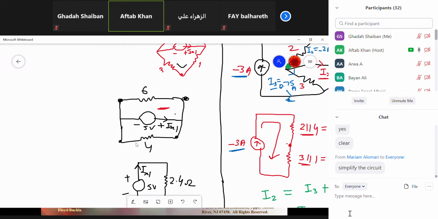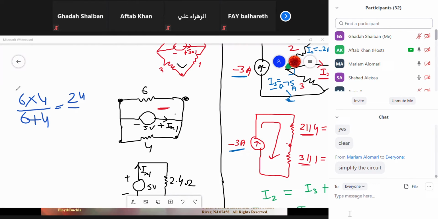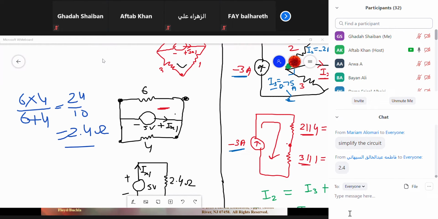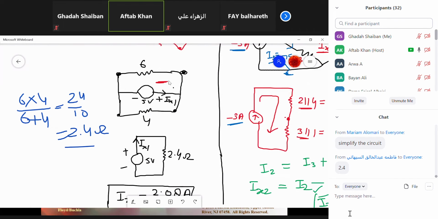So we can find the equivalent resistance of 6 and 4. Apply the product over sum rule: 6 multiplied by 4 over 6 plus 4. This is 2.4 ohm. After getting this, we can redraw the circuit this way. I just changed the direction. The current direction is again this way, plus minus and 2.4, because between the terminals this is now simplified. So now it is so easy to calculate Ix1.